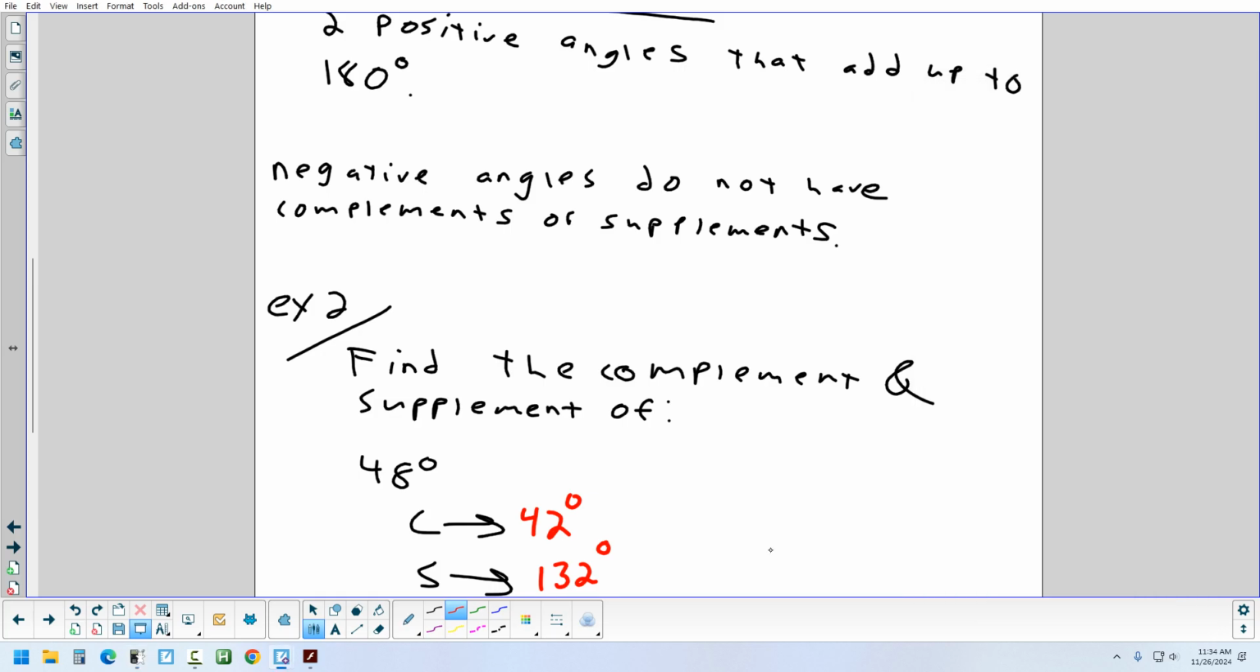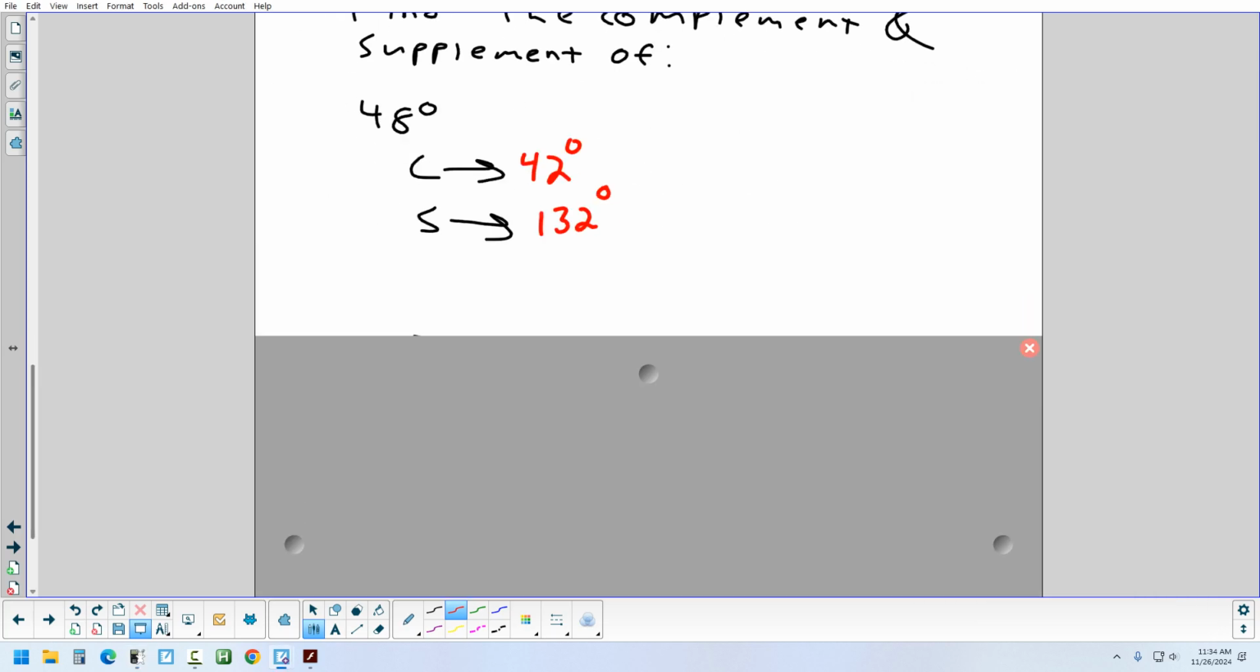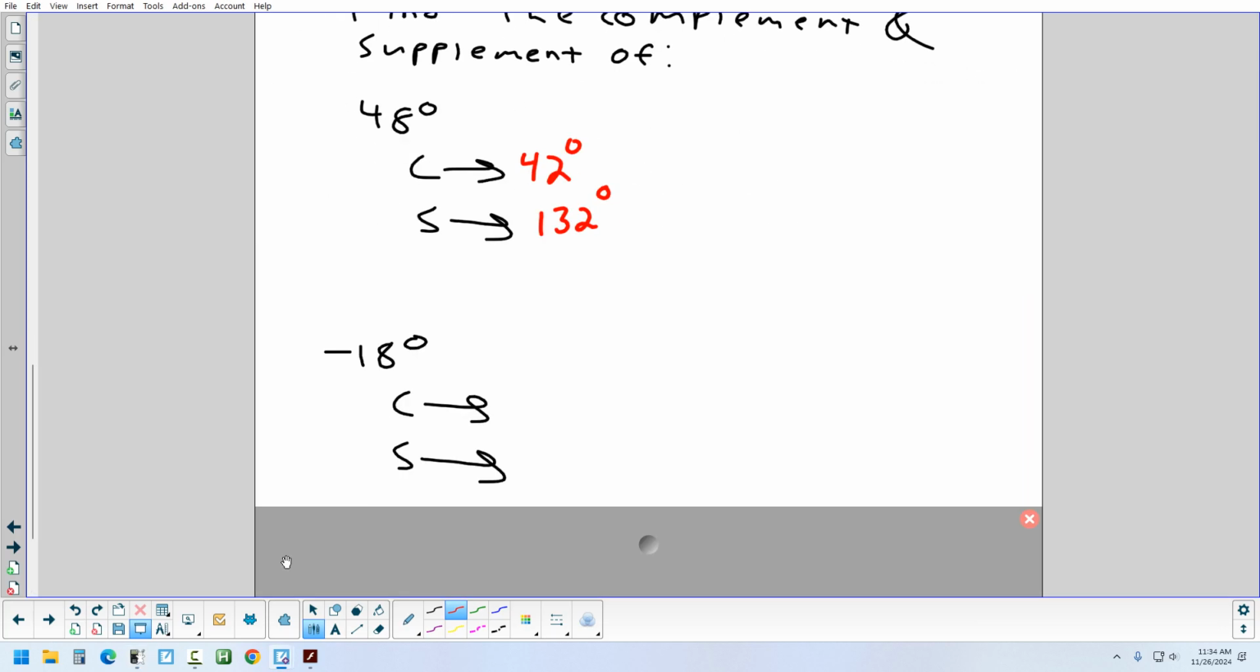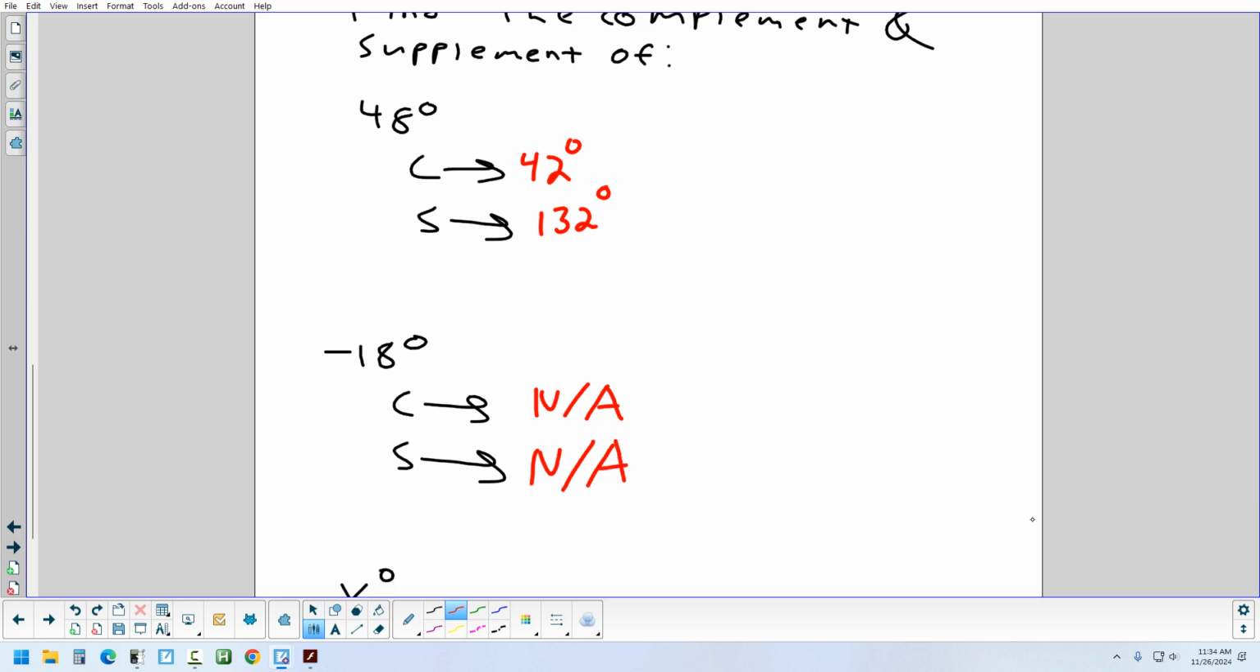All right, let's do the complement and the supplement of negative 18 degrees. Okay. What is the complement? Can't have one as negative. Yeah, it doesn't apply. There's no complement, there's no supplement. Don't have them.